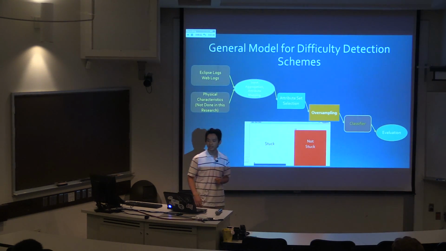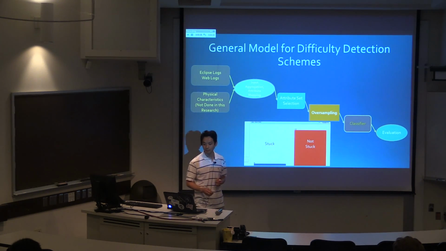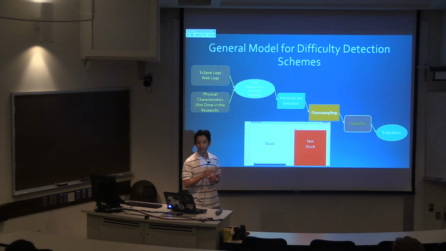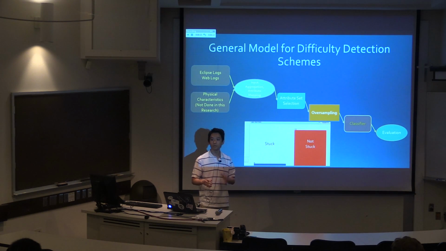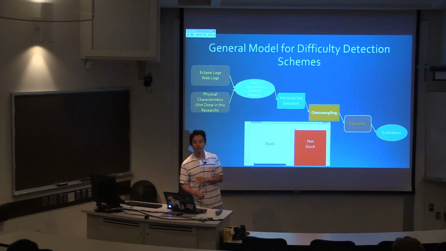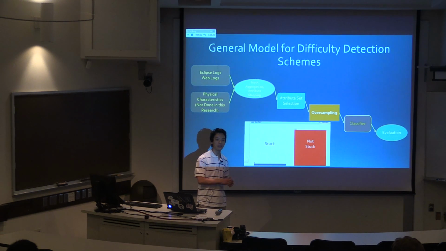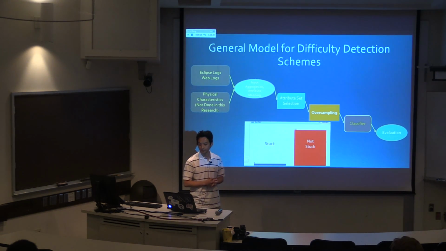So here's a general model for a difficulty detection scheme, aka the design space. We have the inputs, we have the mapper that maps all the inputs to a set of attributes for the classifier, and then we have the classifier, and finally we have the evaluation stage that trains the classifier and then tests how well it performs.